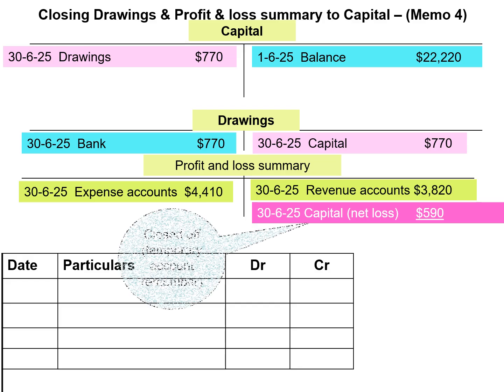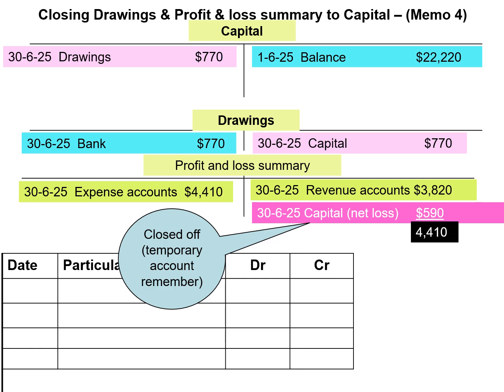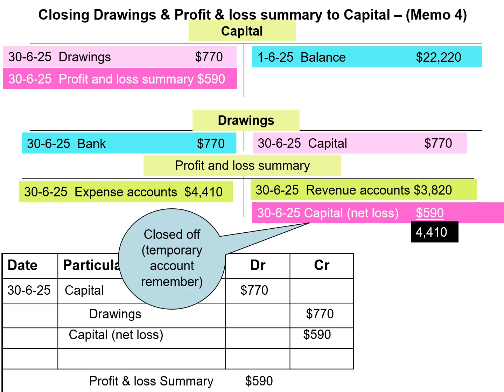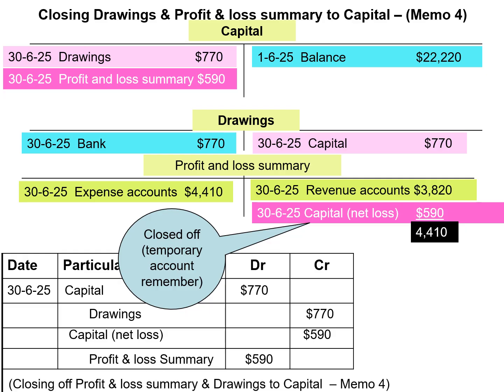So total those two up, and we've closed this off because we have matching totals on both sides, and now we can do another debit entry to our capital account. So all of that needs to go through our GJ. So we did a debit entry to capital and a credit to drawings to close that off, and then we did another debit entry for our capital for the loss, and now we've closed off our P&L summary.